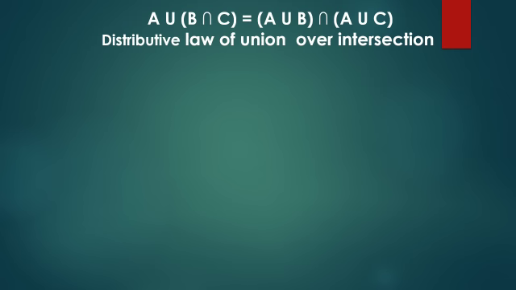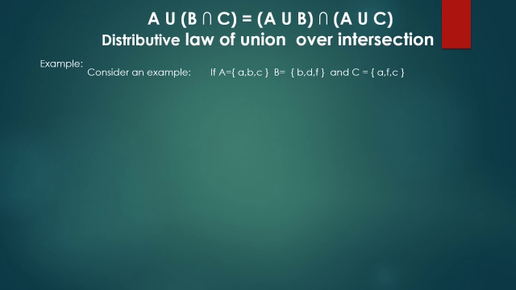Now we prove the first one. For this purpose, we take an example. Consider three sets A, B and C. First, we take its left hand side, that is A union (B intersection C). First, we solve the bracket part, B intersection C.